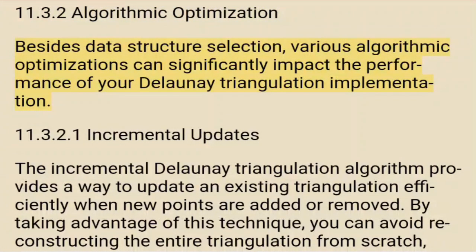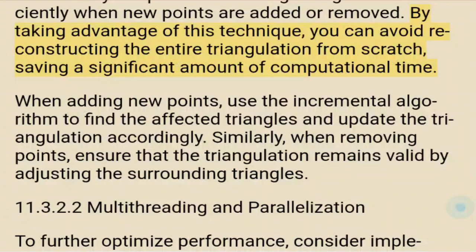11.3.2 Algorithmic optimization. Besides data structure selection, various algorithmic optimizations can significantly impact the performance of your Delaunay triangulation implementation. 11.3.2.1 Incremental updates. The incremental Delaunay triangulation algorithm provides a way to update an existing triangulation efficiently when new points are added or removed. By taking advantage of this technique, you can avoid reconstructing the entire triangulation from scratch, saving a significant amount of computational time. When adding new points, use the incremental algorithm to find the affected triangles and update the triangulation accordingly. Similarly, when removing points, ensure that the triangulation remains valid by adjusting the surrounding triangles.